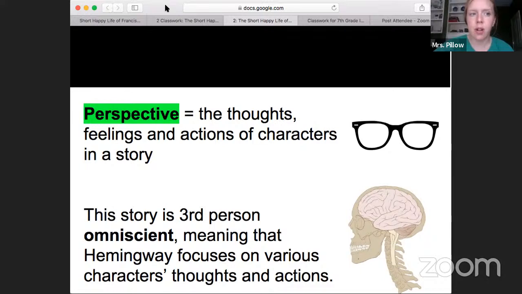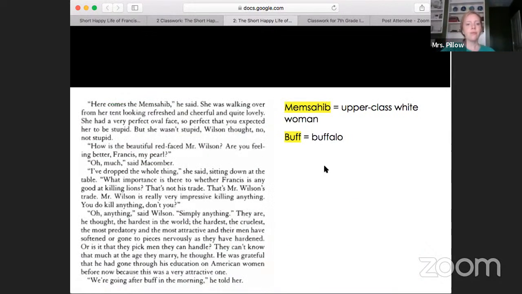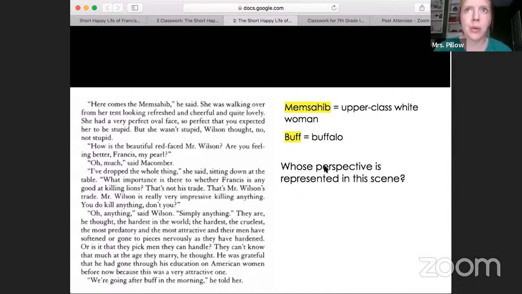Does that make sense, Johan, or should I explain it again? Makes sense. Okay. So there's going to be a lot of different perspectives in this story because Hemingway is omniscient. He can see everything, know everything that's happening in his story. Okay. We're going to look at this passage from last week. And I want you to be thinking as I read this, whose perspective is represented in this scene? Okay. And then I'm going to ask you a couple more questions.